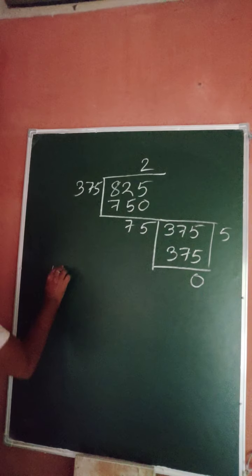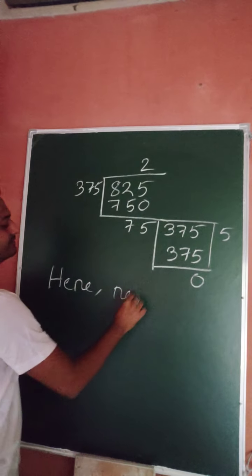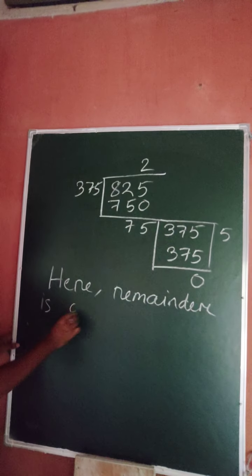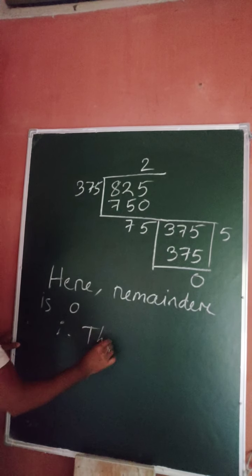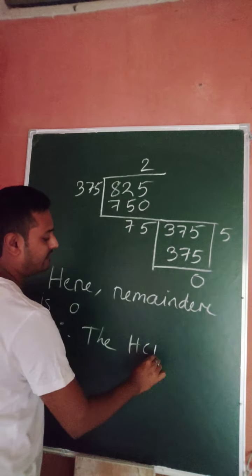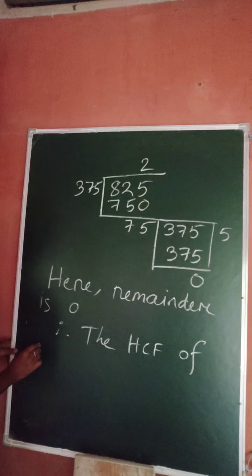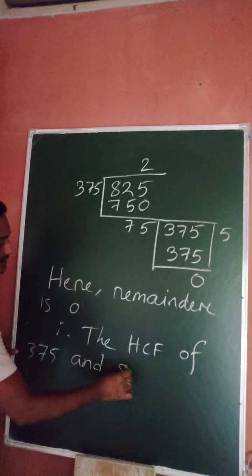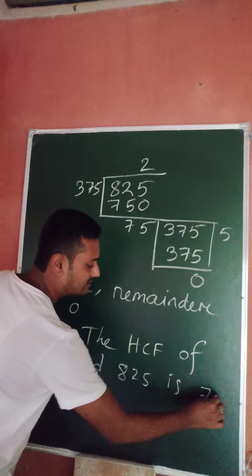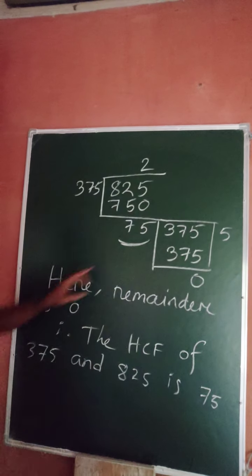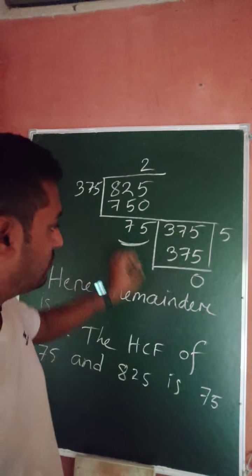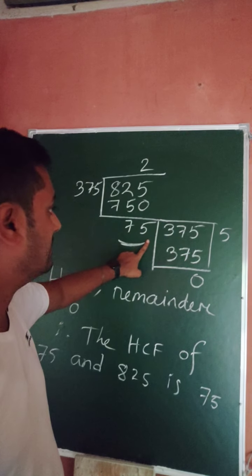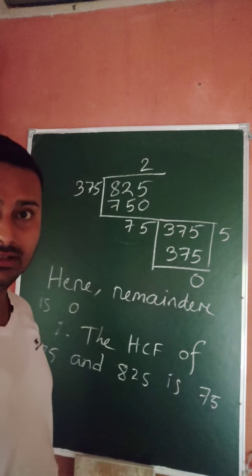So look at this one here. You can write here, remainder is 0. So therefore the HCF of 375 and 825 is 75. Why? Because by the long division method, whenever you get the remainder 0, then the last divisor is the HCF of the given numbers.